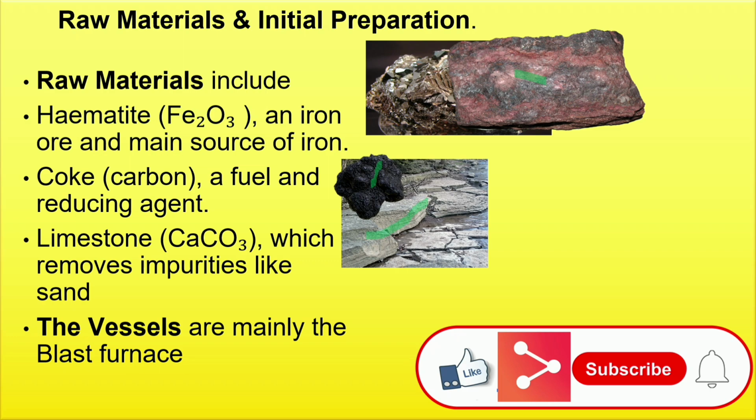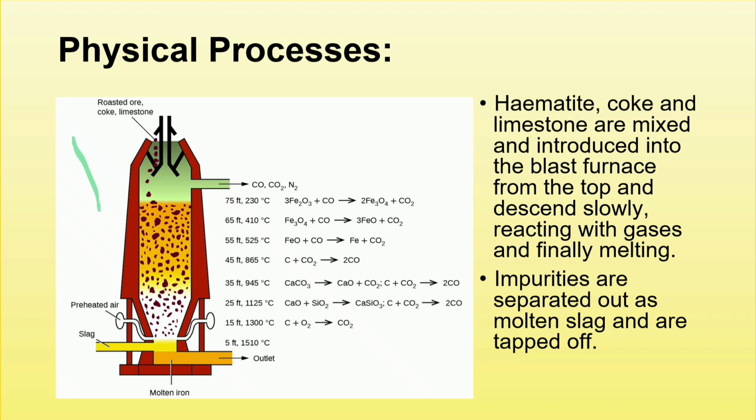The vessel is mainly the blast furnace. That is the blast furnace over there. The haematite, coke and limestone are mixed and introduced into the blast furnace from the top, and they descend down reacting with the gases, and they settle down and are collected off. The impurities are separated out as molten slag and are tapped off from the bottom, as you can see there.